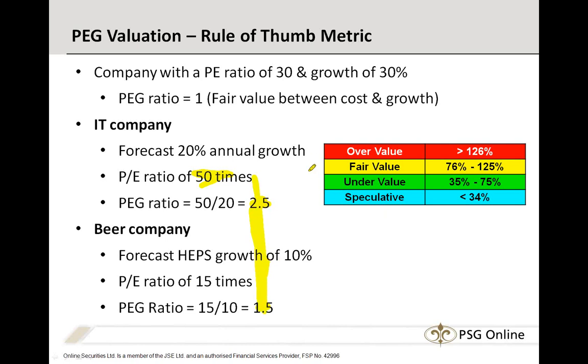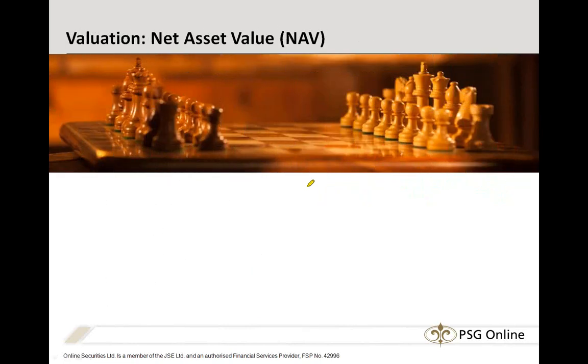Most of the shares in the market right now will be considered fair value. They are trading between 76 and 125. Anything above that, 125 plus, will be considered overvalued. That's what you saw on Mr. Price just now. We want to focus on the shares that are undervalued, between 35 and 75 on the PEG. Okay. So that's one way of looking at valuation.